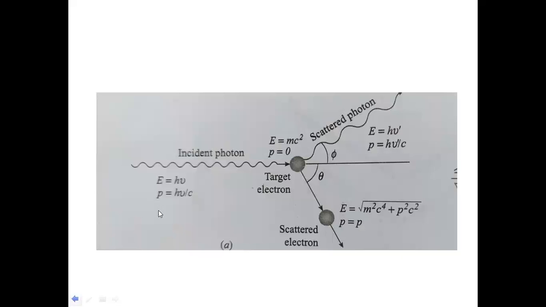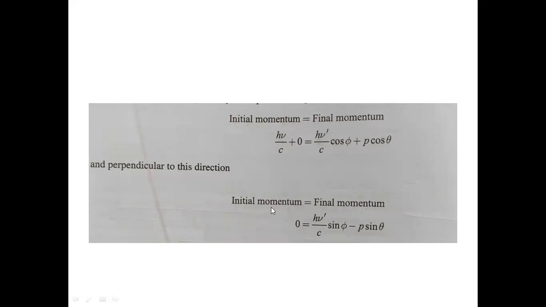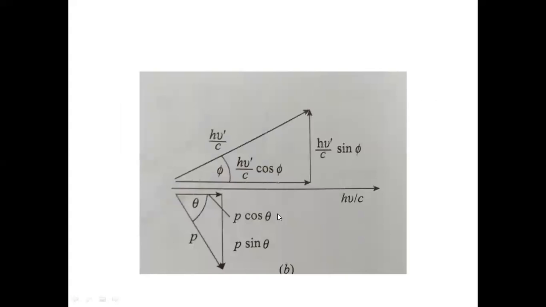And in the perpendicular direction, again applying the law of conservation of momentum, the initial momentum equals the final momentum. Here the initial momentum will be 0 because we assumed that there is no motion of the photon in the vertical plane, and the electron is at rest, hence there is no motion in the vertical plane. So the initial momentum becomes 0 and the final momentum for the photon becomes h nu dash by c sine phi, because the component has been resolved in the vertical direction.